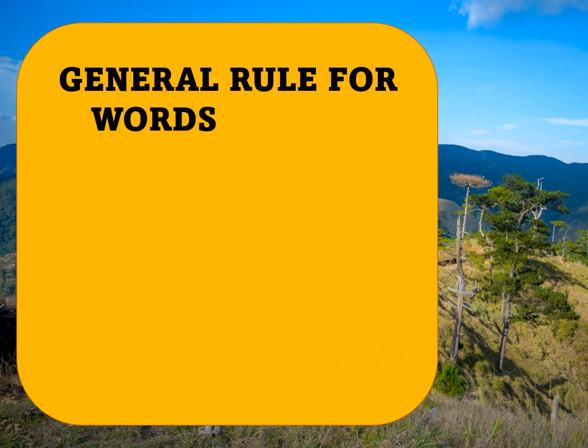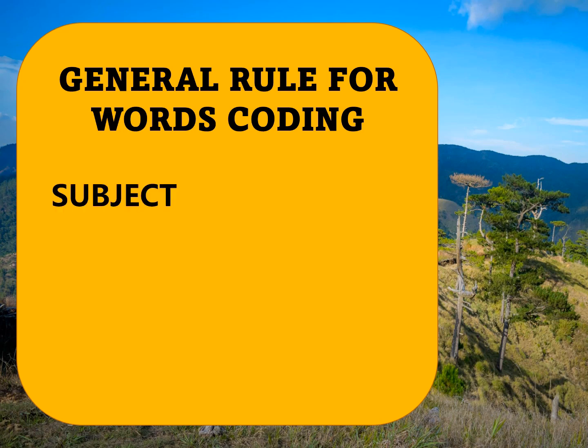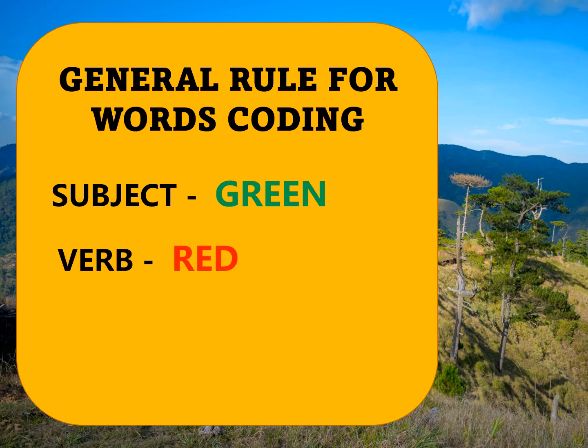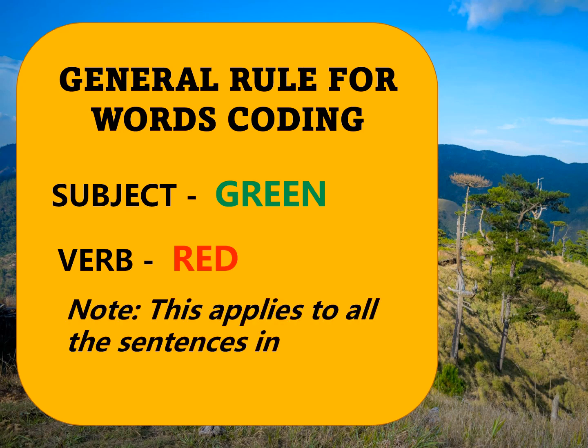General rule for word coding. For the subject, it is coded as green, and for the verb, it is coded as red. Note that this applies to all the sentences in this lesson, both the examples and the tasks or exercises.